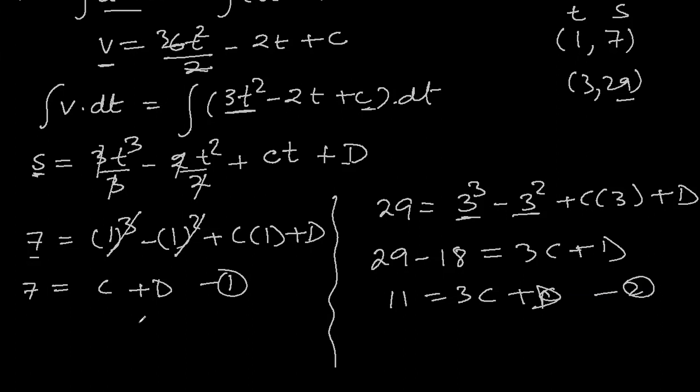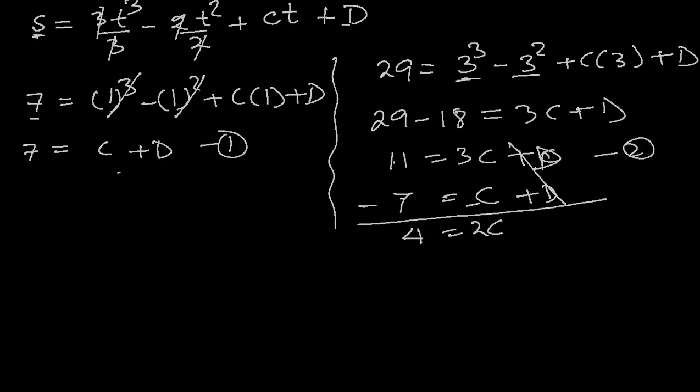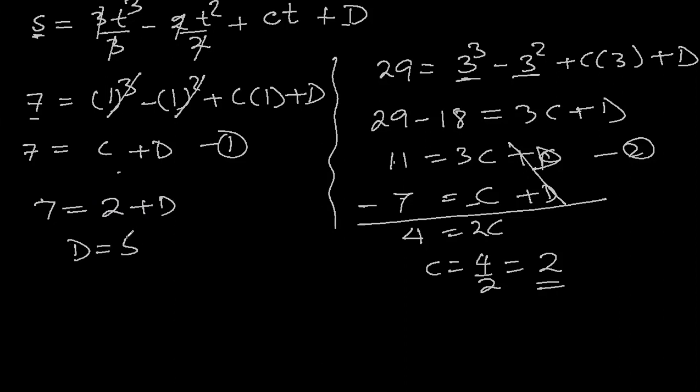Now we will subtract equation 1 from this. Let's write it under this. c plus d equals 7, and subtract. 11 minus 7 is 4. 3c minus c will be 2c, and d cancels. That gives us c equals 4 divided by 2, that is 2, the value of c. Let's find d here. 7 equals, now c is 2, plus d. So d comes out to be 5. We got our c and d.